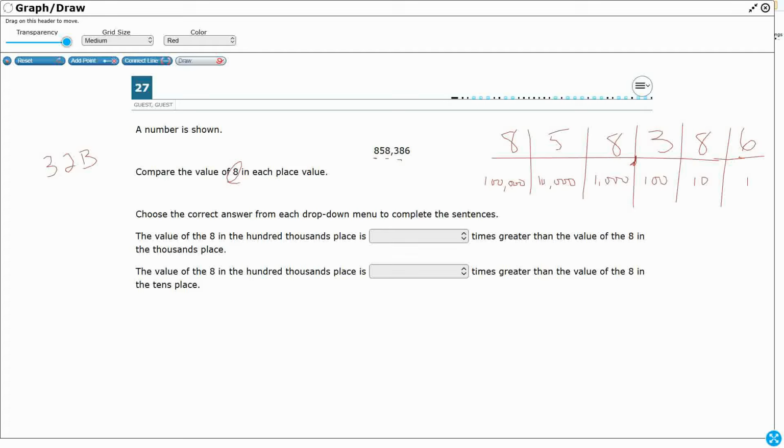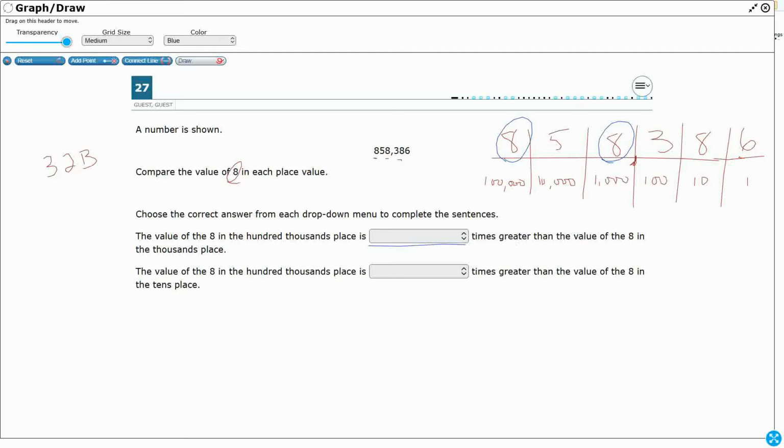All right, the value of the 8 in the 100,000s place, let's deal with this one first, is blank times greater than the value of the 8 in the thousands place. I'm looking at these two right here. Well, in our base 10 number system, we need to know that each place value is 10 times greater than the place to the right.